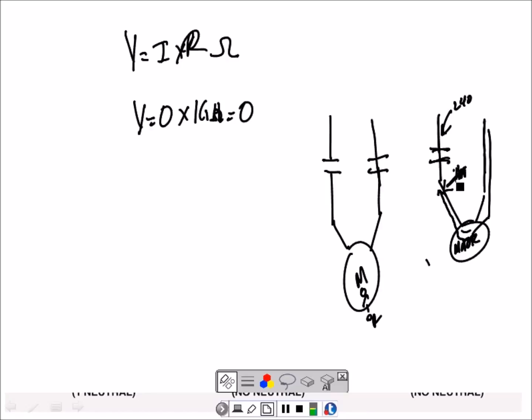So if you don't pull that disconnect and you're out there working on your compressor, just because that compressor is not running doesn't mean you're not going to get your buttons knocked out, right? You understand? So you got to pull the disconnect. Make sure you pull the disconnect.